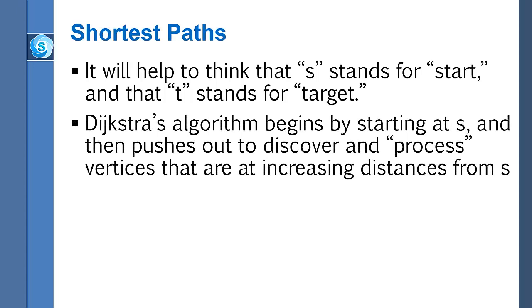The way Dijkstra's algorithm works is by beginning with S, focusing in on S first, and then steadily discovering vertices that are further and further away from S. So it pretty much radiates out from S. And if the goal is just to get to the vertex T, then the way this is going to work is that by the time we discover vertex T and process it, we'll talk about what that means, we can be assured that we will have discovered the shortest path from S to T.